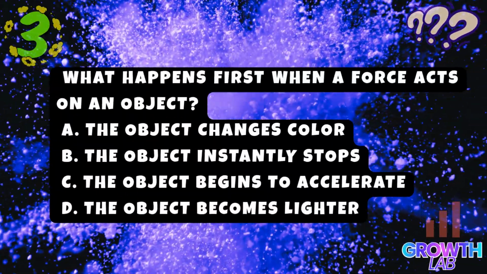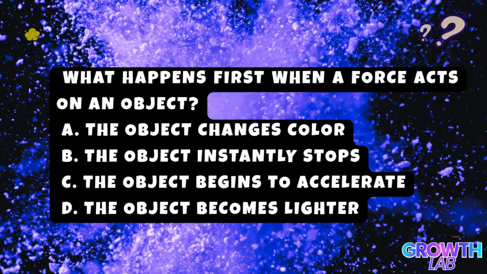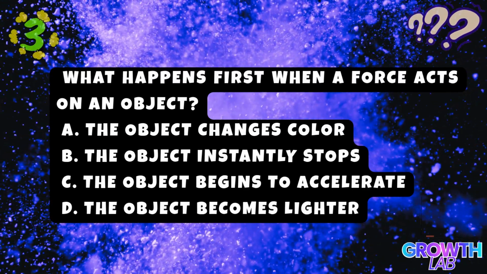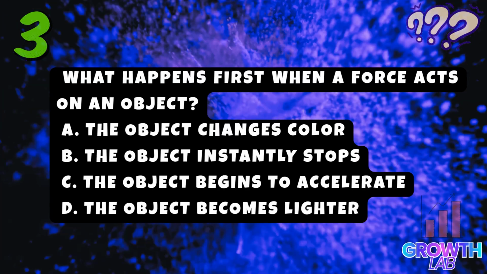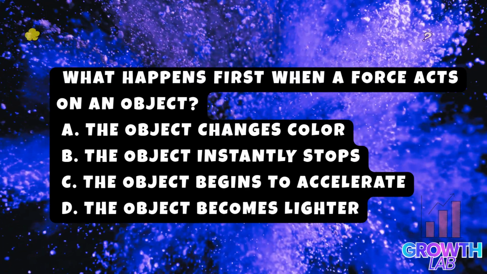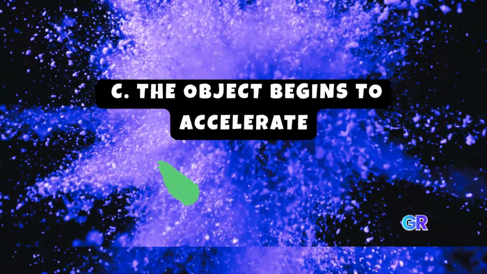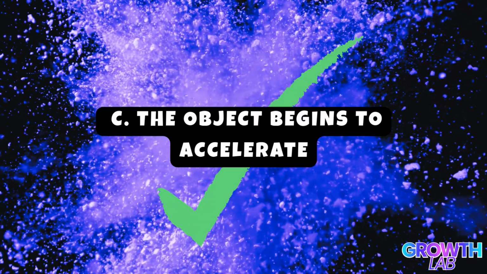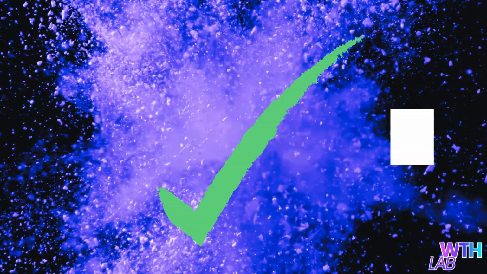Question 3. What happens first when a force acts on an object? Answer options are: Option A, the object changes color. Option B, the object instantly stops. Option C, the object begins to accelerate. Option D, the object becomes lighter. Correct option is option C, the object begins to accelerate. Acceleration starts when force acts.